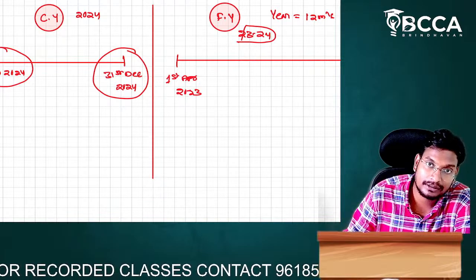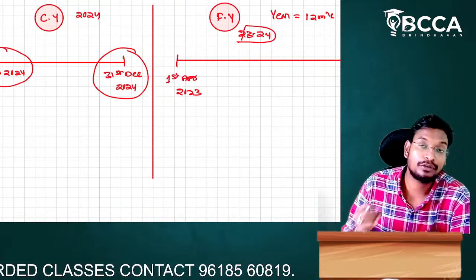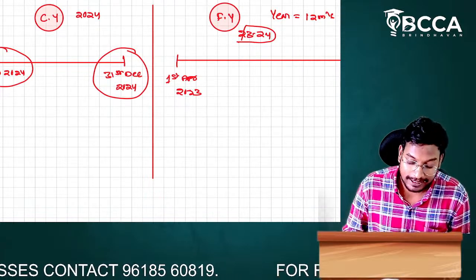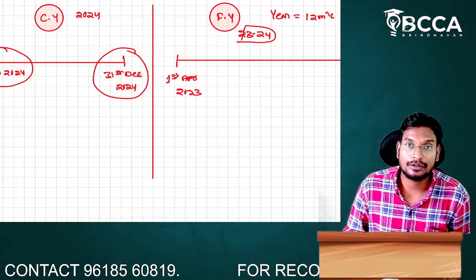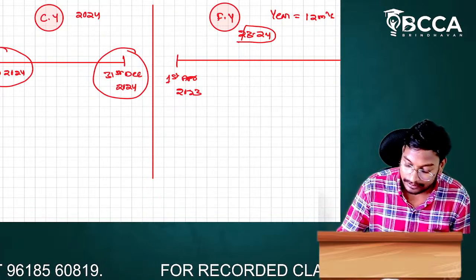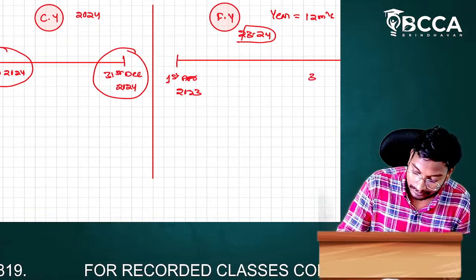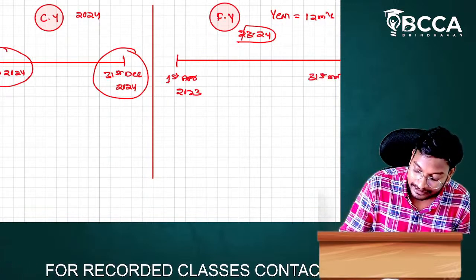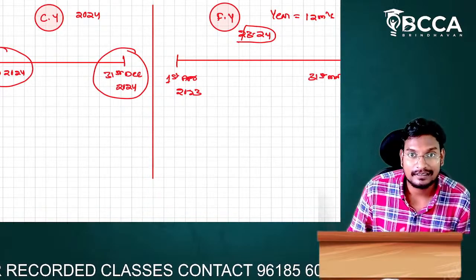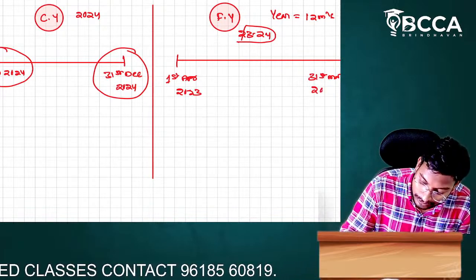From the 1st April, we have to calculate 12 months. So April, May, June, July, August, September, October, November, December, January, February, March. So the 12th month is the March month. In the March month, the ending date is 31st March. What is the year? Here the year is 2024.